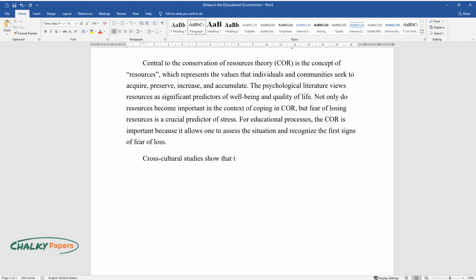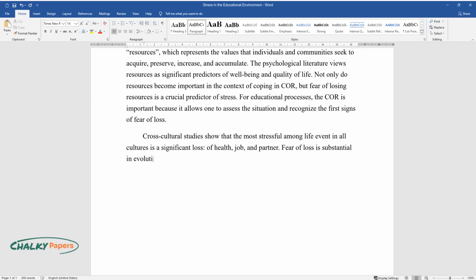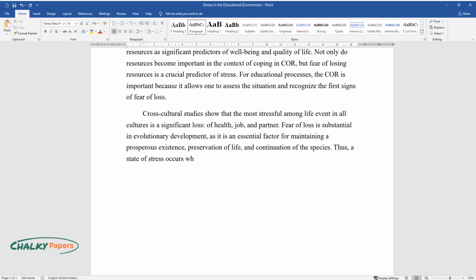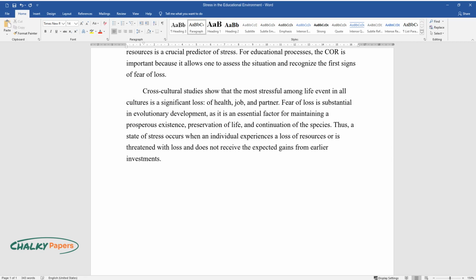Cross-cultural studies show that the most stressful life event in all cultures is a significant loss of health, job, and partner. Fear of loss is substantial in evolutionary development, as it is an essential factor for maintaining a prosperous existence, preservation of life, and continuation of the species. Thus, a state of stress occurs when an individual experiences a loss of resources or is threatened with loss and does not receive the expected gains from earlier investments.